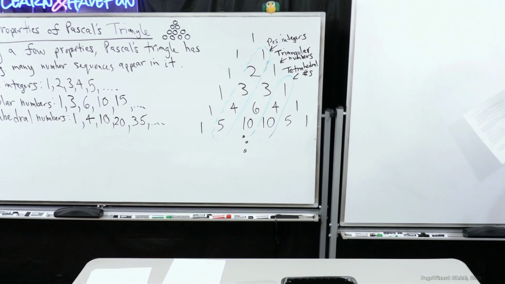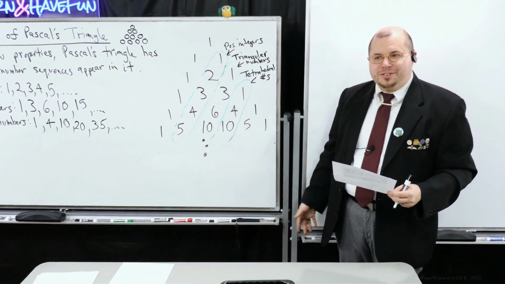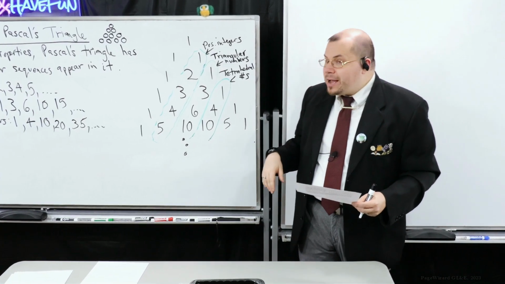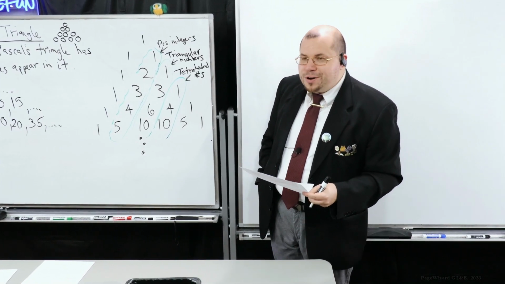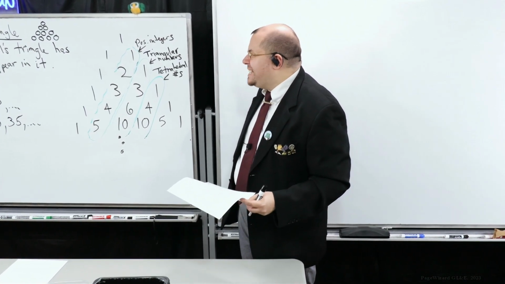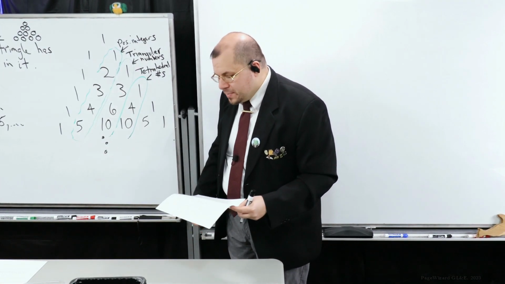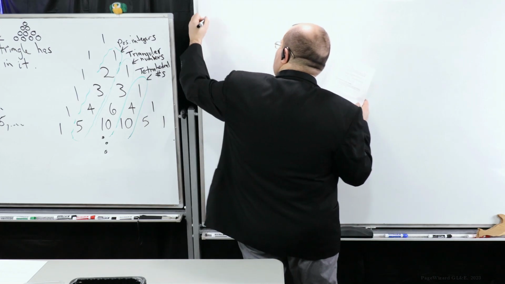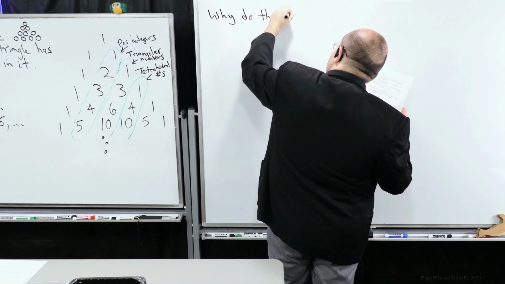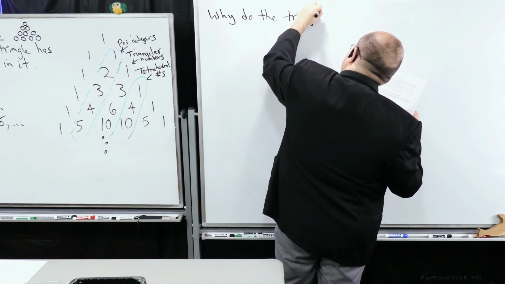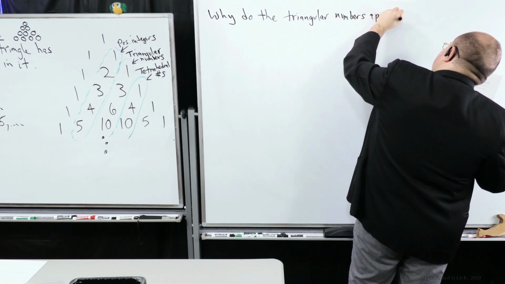It's actually because we can show that this is indeed what happens in Pascal's triangle. So why don't we try to derive a reason for why this would be the case? I want you to look carefully at where the triangle numbers begin and why they would start appearing there. Why do the triangular numbers appear in here?